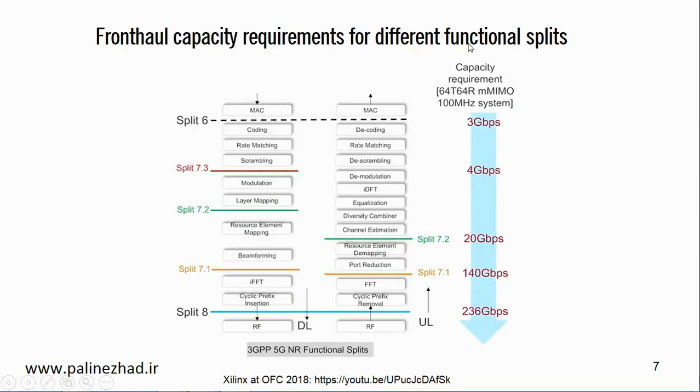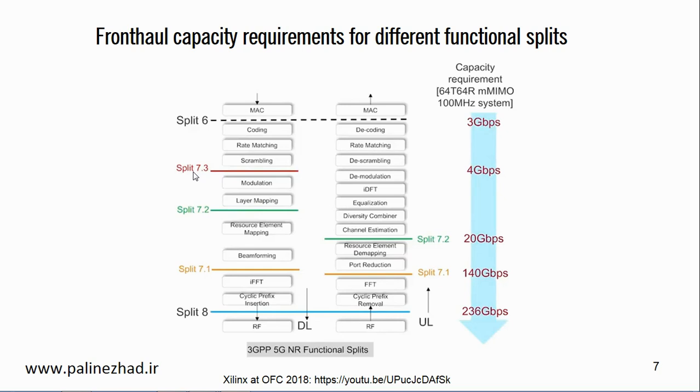Fronthaul capacity requirements for different functional splits. The fronthaul bandwidth depends on the exact split point between the DU, distributed unit, and the RU, radio unit. The figure compares the fronthaul bandwidth requirements for a 64T64R massive MIMO with 100 MHz bandwidth. And you can see that in split 6, the physical layer is completely implemented in the radio unit. This option requires a 3 gigabits per second link.